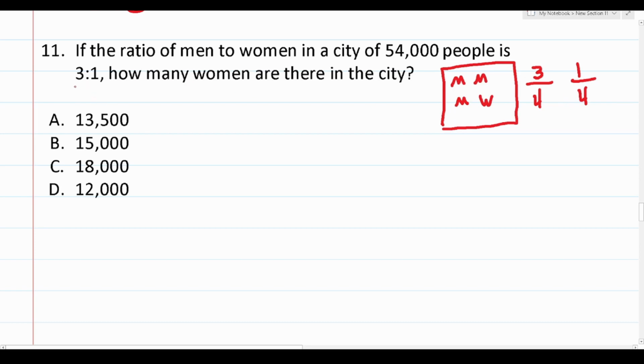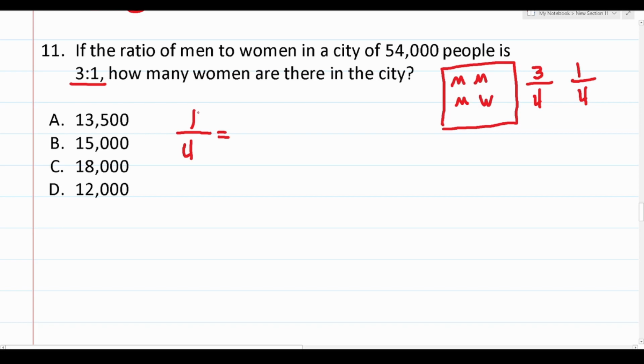We can't use this 3 to 1 to set up our proportion, but that said, we can use the fact that the ratio of 3 to 1 means that there are 4 people in a room, 3 of them are men, and 1/4 of them are women. So let's go ahead and use that proportion to set this up. Again, we're going to do 1/4 equals, and we're going to do how many women are in the city.